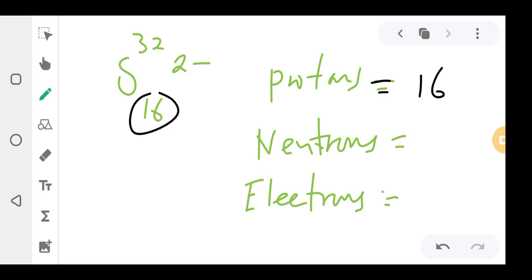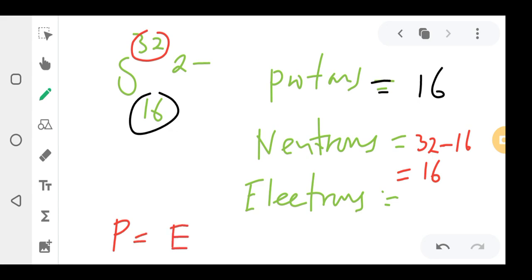And then neutrons, you subtract the top number minus the down number. We'll subtract this top number, 32, minus the down number, 16, which will give us 16. So the neutrons is 16. Now what about the electrons? Remember I said protons is always equal to electrons. Don't forget this part. So electrons are also 16.